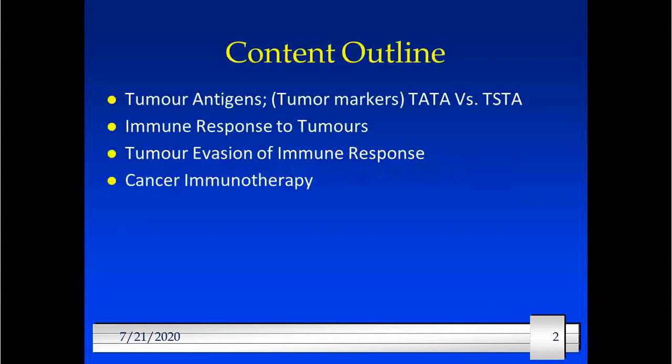Of course, the content of the lecture will be about the tumor antigens, which are the tumor markers, both tumor associated and tumor specific antigens. Also we will review the immune response to tumors, and we will talk about the evasion mechanism of the tumor by the immunity. I mean the immune evasion mechanism of the tumor. Also the cancer immunotherapy techniques. We will talk about it.